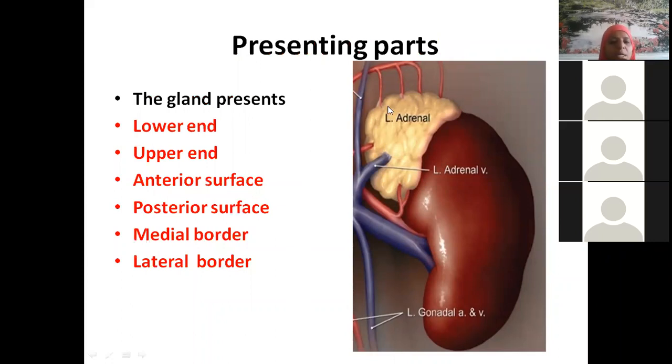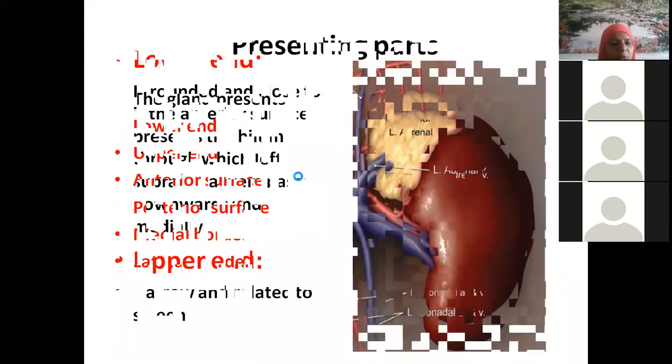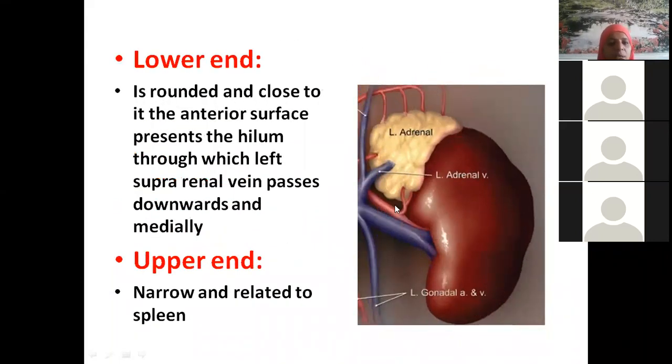Now coming to the presenting parts, it also has one upper end, it has lower end, similarly anterior surface, posterior surface, then medial border and lateral border. Okay, presenting parts. So then lower end is actually rounded and it is close to the anterior surface. Here you can see in the lower end hilum is present, through which the left suprarenal vein passes downwards.